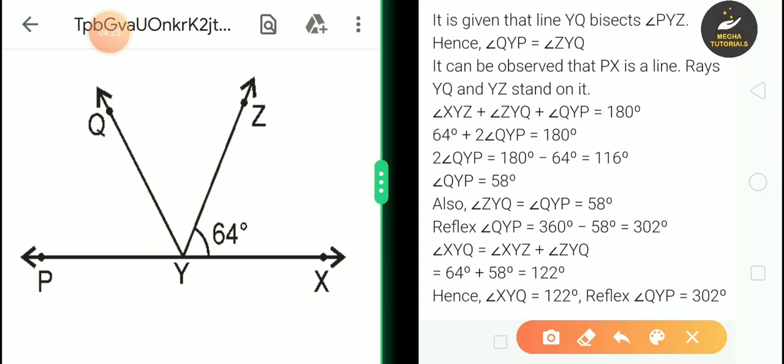Therefore, the final answer is angle XYQ is equal to 122 degrees and reflex angle QYP is equal to 302 degrees. So this is the required solution, and we are done with exercise 6.1.